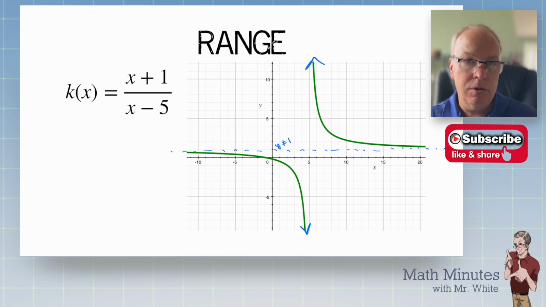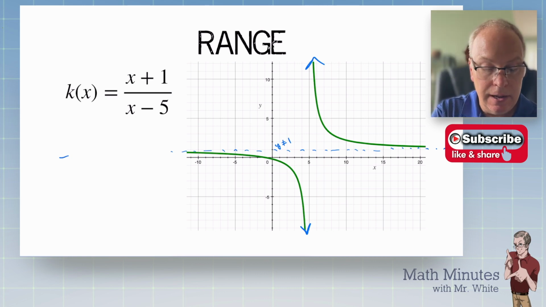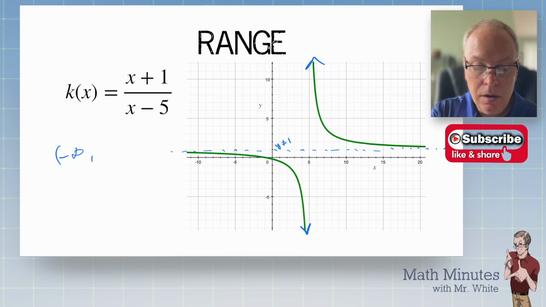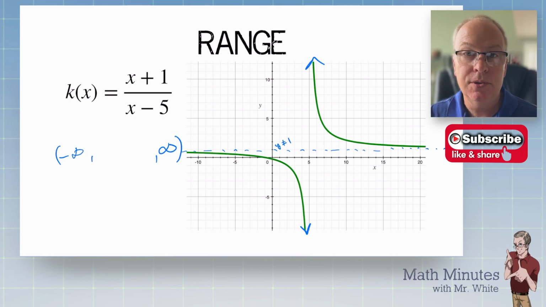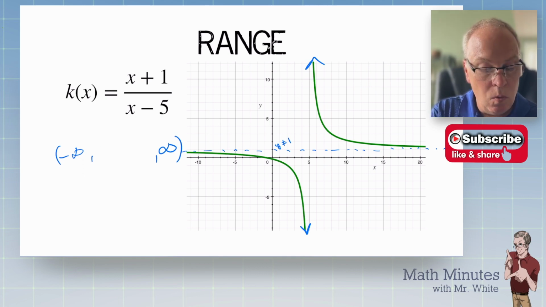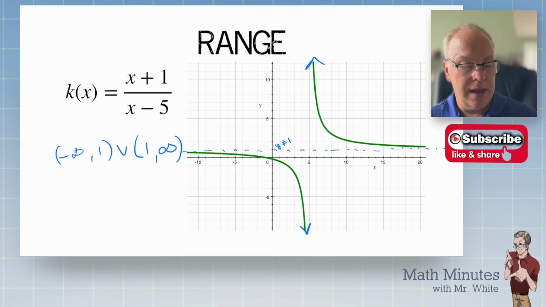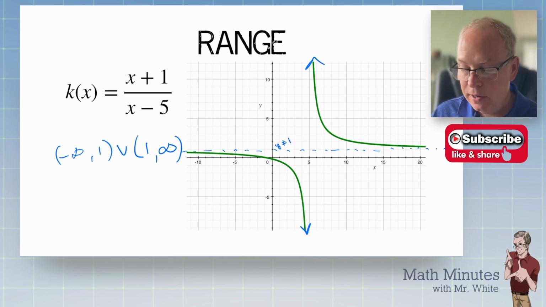So how low does it go? Negative infinity. How high does it go? Infinity. But there's stuff that we have to skip in the middle, isn't there? We have to skip 1. So I'm going to skip 1 just like that. So negative infinity to 1 with a parenthesis, union 1 to infinity. And that's the range of that function.